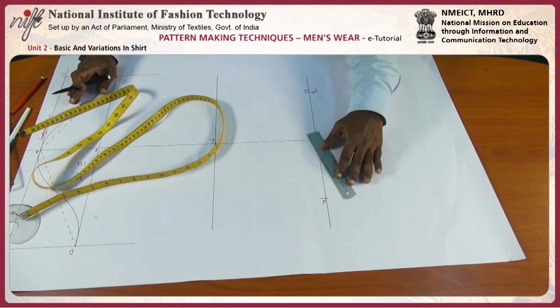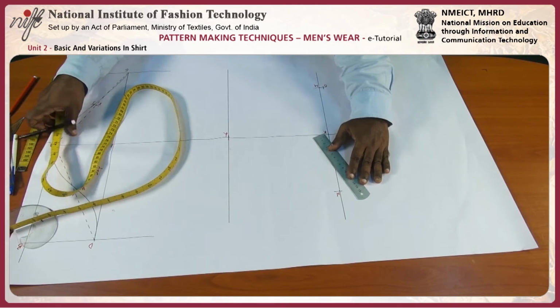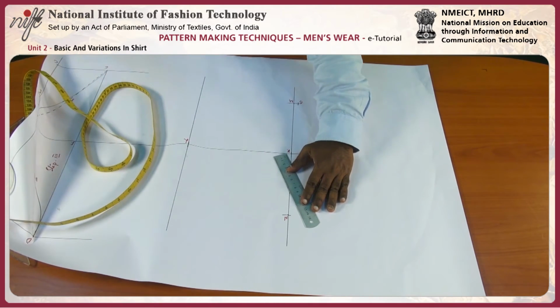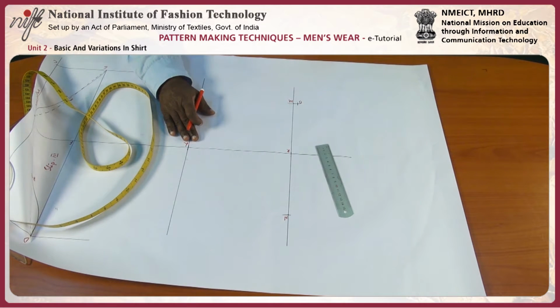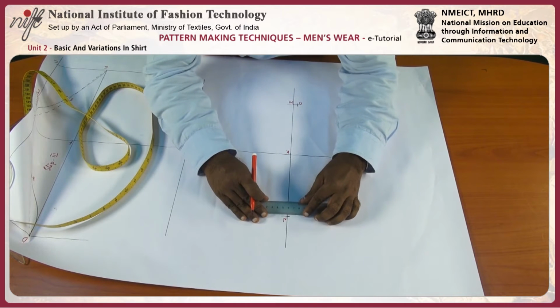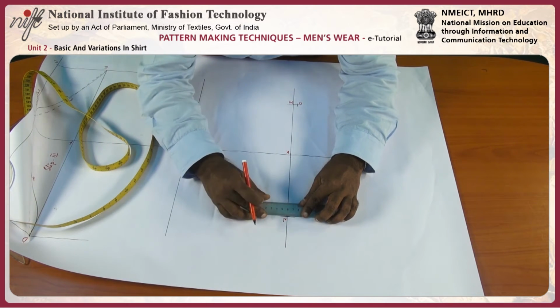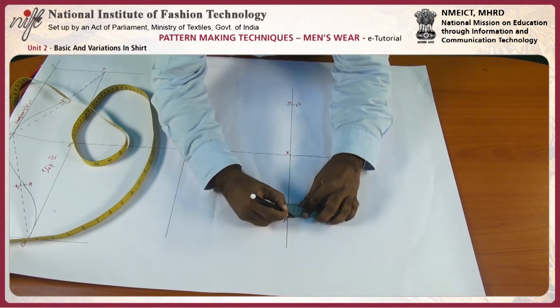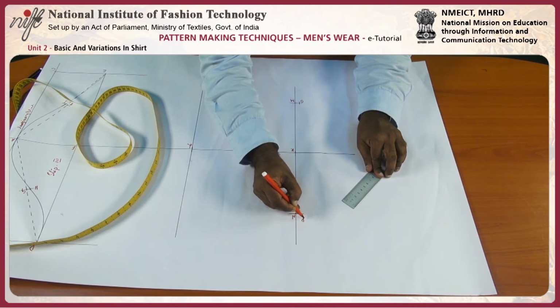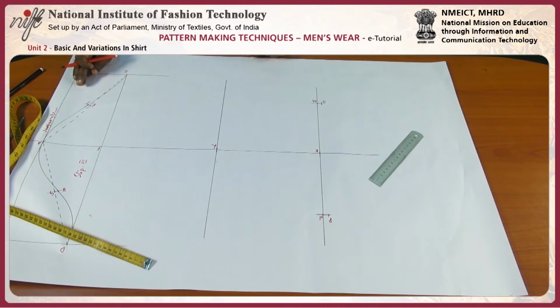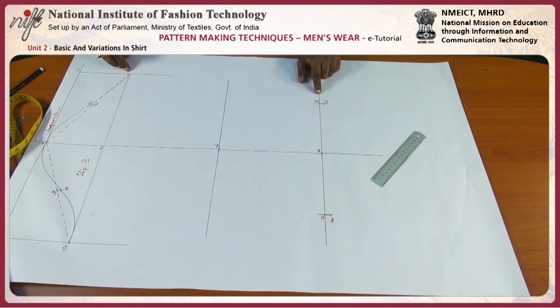And N to P, 1 centimeter. Connect DP and DO for the sleeve underarm. D to P and E to O.